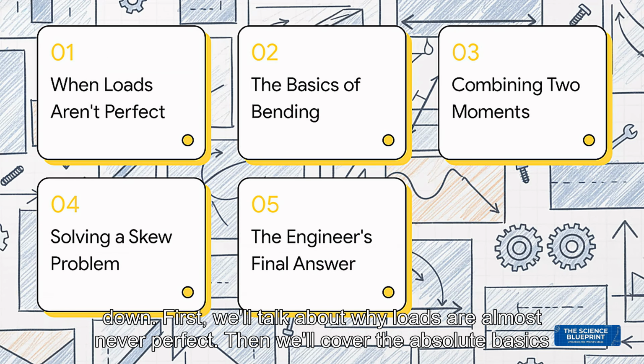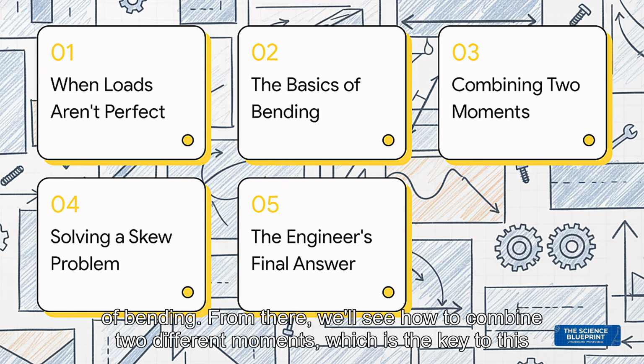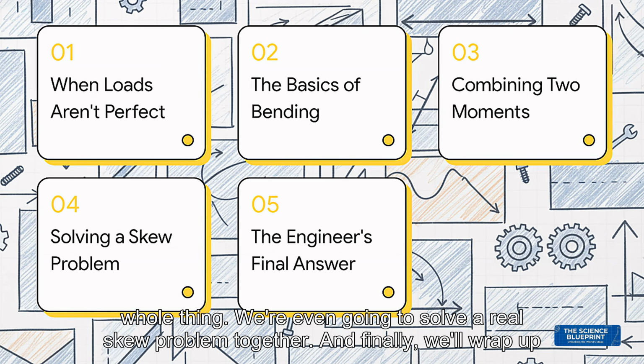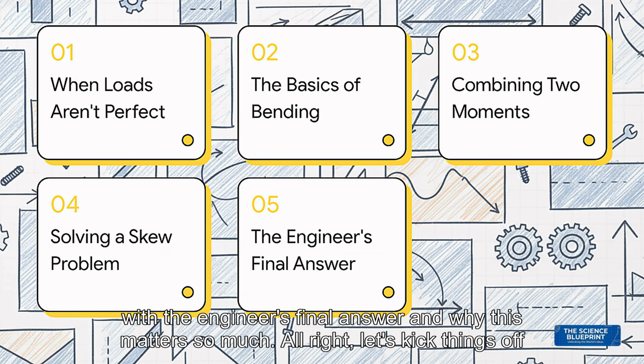Okay, so here's how we're going to break this all down. First, we'll talk about why loads are almost never perfect. Then, we'll cover the absolute basics of bending. From there, we'll see how to combine two different moments, which is the key to this whole thing. We're even going to solve a real skew problem together. And finally, we'll wrap up with the engineer's final answer and why this matters so much.